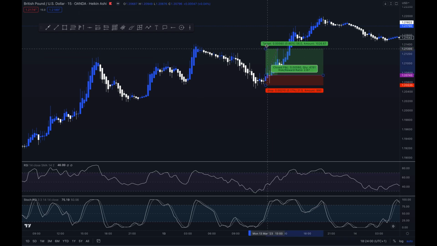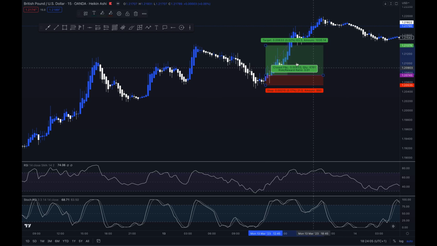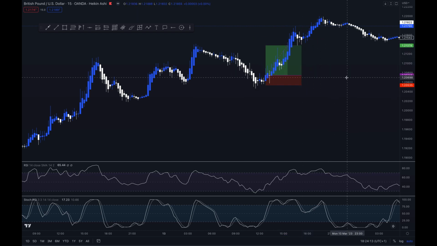To manage risk, we'll set a stop order below the previous candle and aim for a 1-to-3 risk-reward ratio. This will help limit potential losses and ensure that our potential profits are greater than our potential losses.